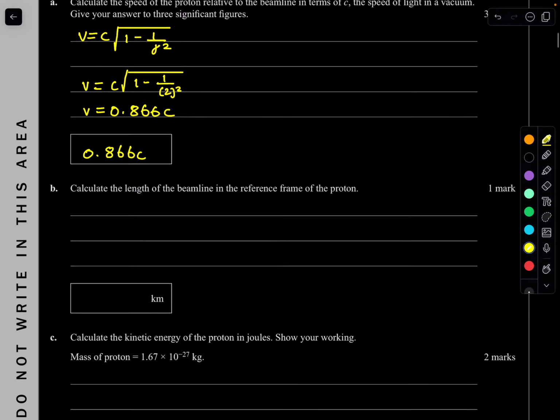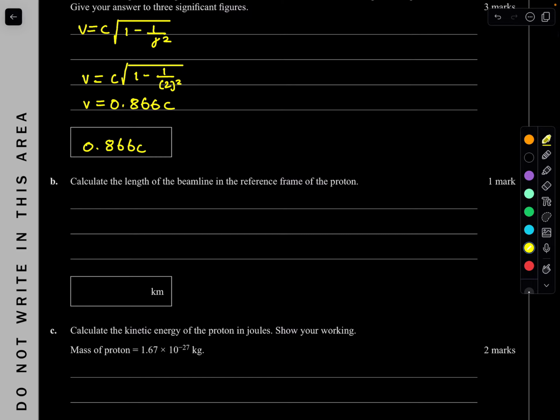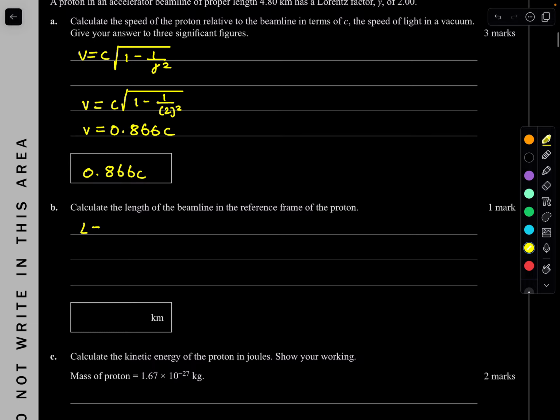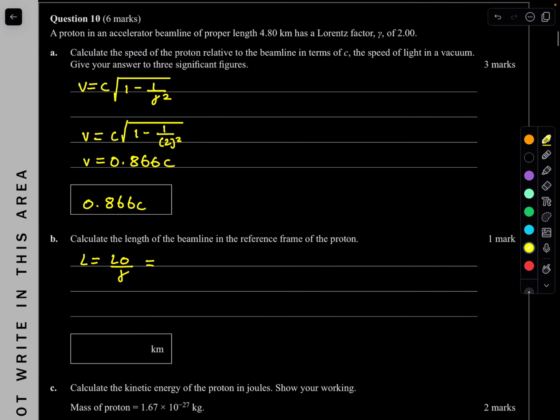Calculate the length of the beamline in the reference frame of the proton. So we know in the proton's frame of reference, it's going to be length contraction. So the length is going to be contracted. So we just want to calculate the length contraction. We know the contracted length is your proper length over your gamma, or your Lorentz factor. So our proper length is 4.8 divided by your gamma, which is 2. That gives me 2.4 kilometers.